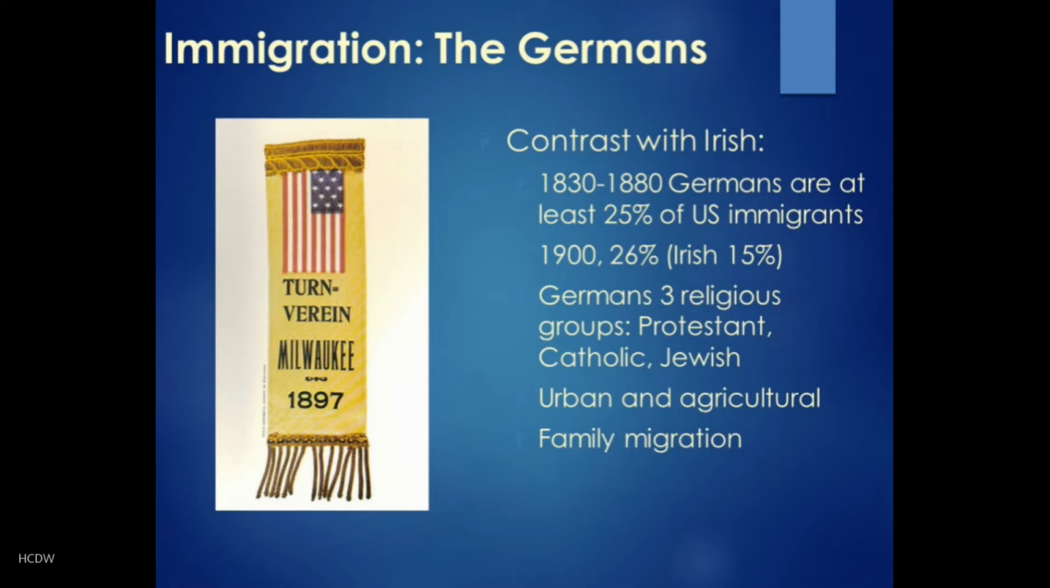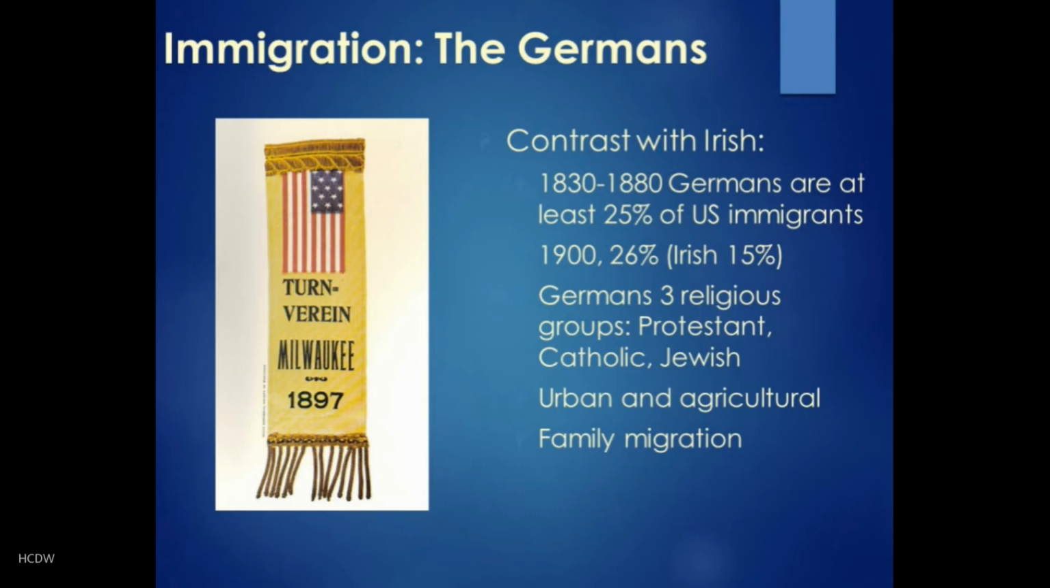From 1830 to 1880, the Germans were always at least 25% of American immigrants. And by 1900, they made up about 26% of immigrants, while the Irish were 15% or so. In other words, the Irish really are the larger group in the years that we are focusing on, although Germans are very prominent, and then later the Germans become even more prominent.